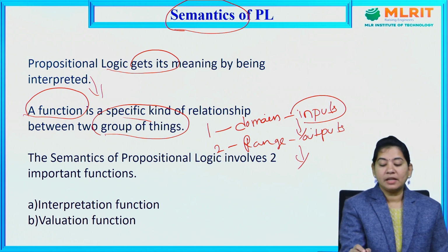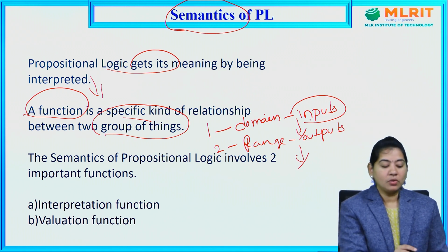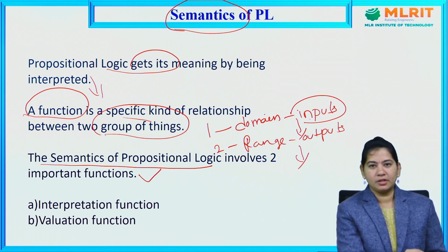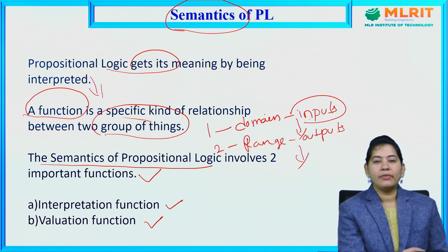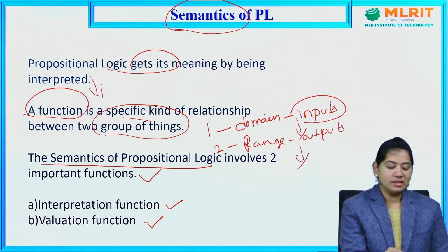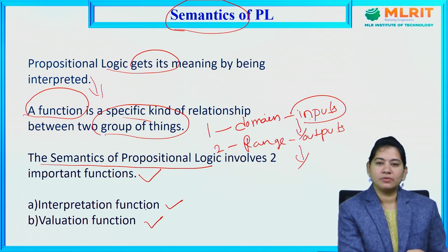So this is inputs and outputs relation. The semantics of propositional logic involves two important functions: the interpretation function and the valuation function. So what is this interpretation? What is this valuation function?